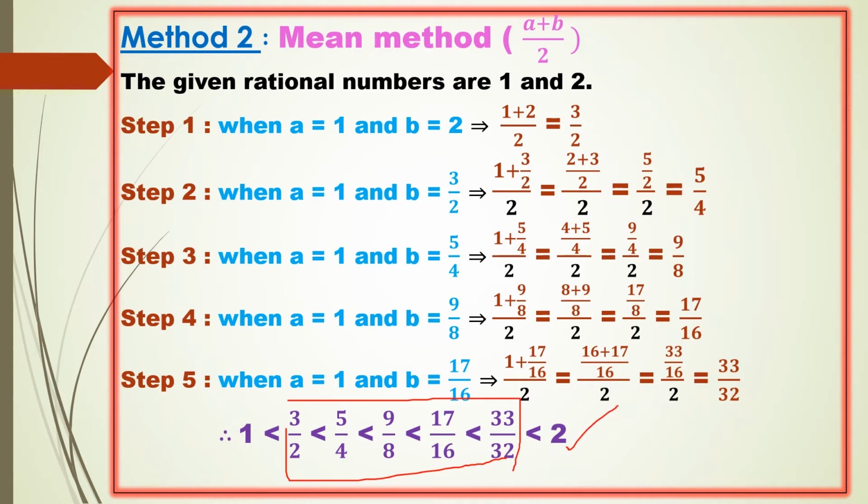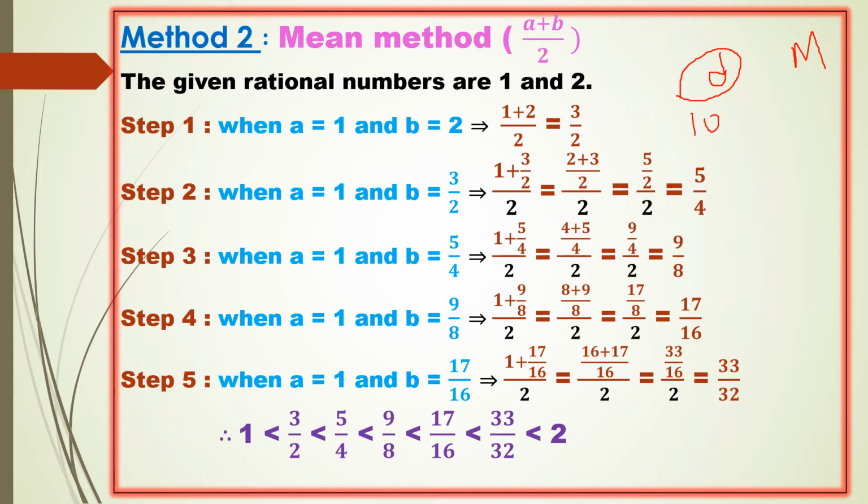Okay. So your first method is making the denominator same and your second method is the mean method. In the method of making the denominator same, you should multiply by 10 and divide by 10. It is very easy compared to taking other denominator values.